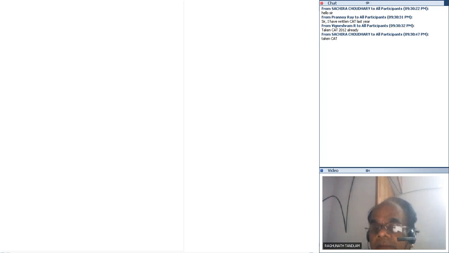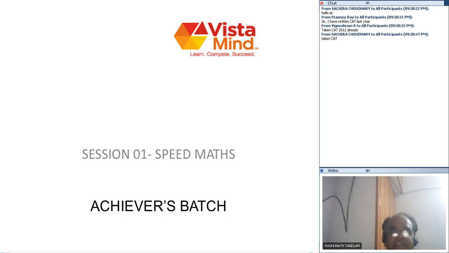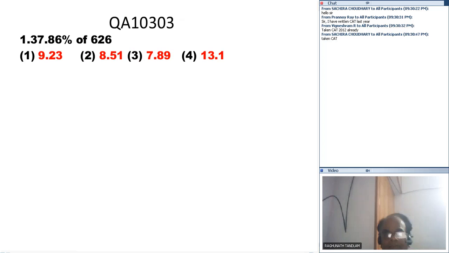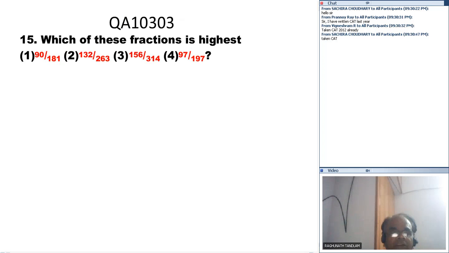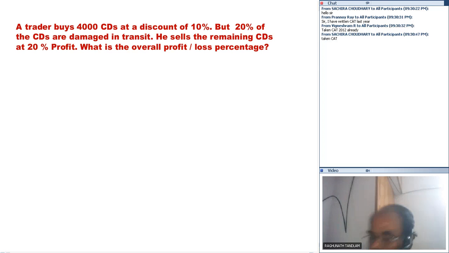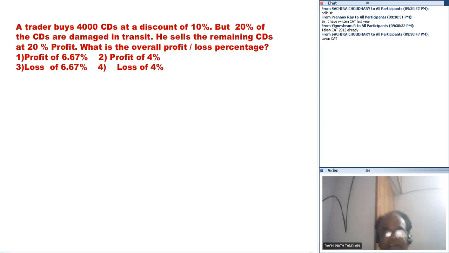How do you do multiplications? How do you do subtractions? And so on. For example, we'll start with a simple question. This is not connected to speed maths. Let's see how we do this question. We'll come to speed maths later. We'll cover this in percentage, profit and loss also.